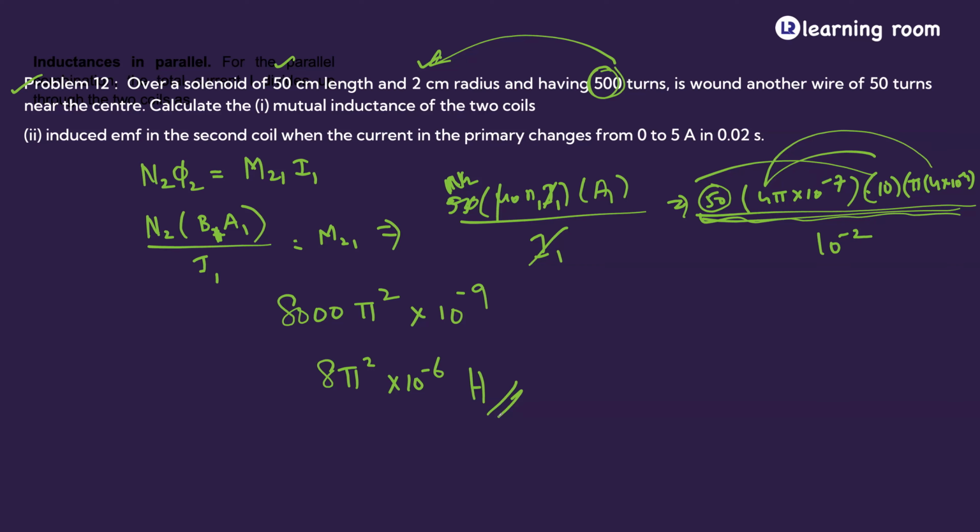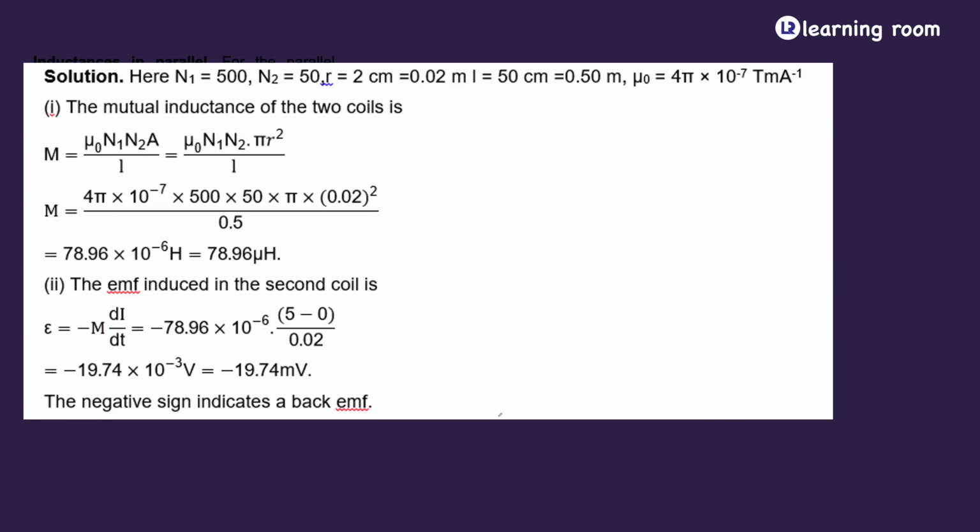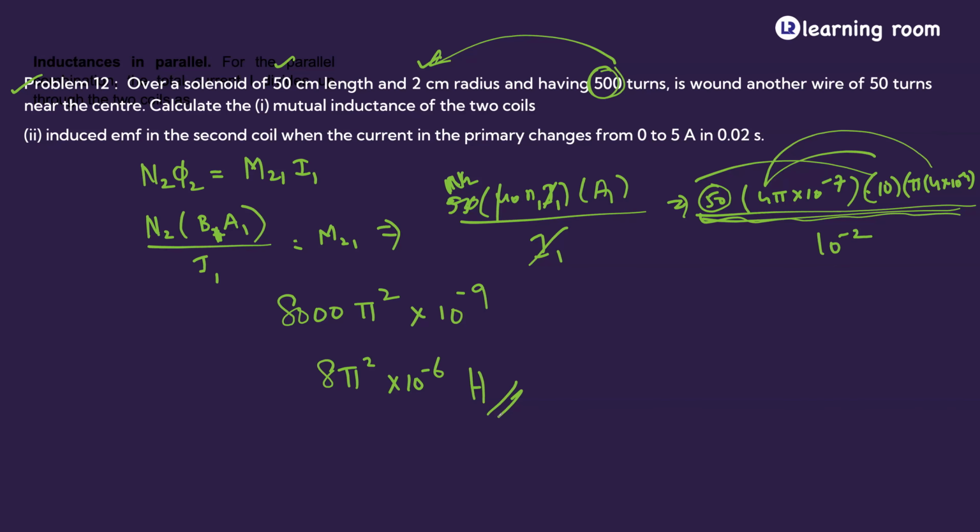That depends on the answer given. So it should be 78 point something microhenry. I hope you could understand the concept. So if you observe, I didn't directly apply the formula. Rather, I did a part of the derivation and then substituted, so that you will not forget it. I hope it is clear, no? So, 78.96 microhenry.